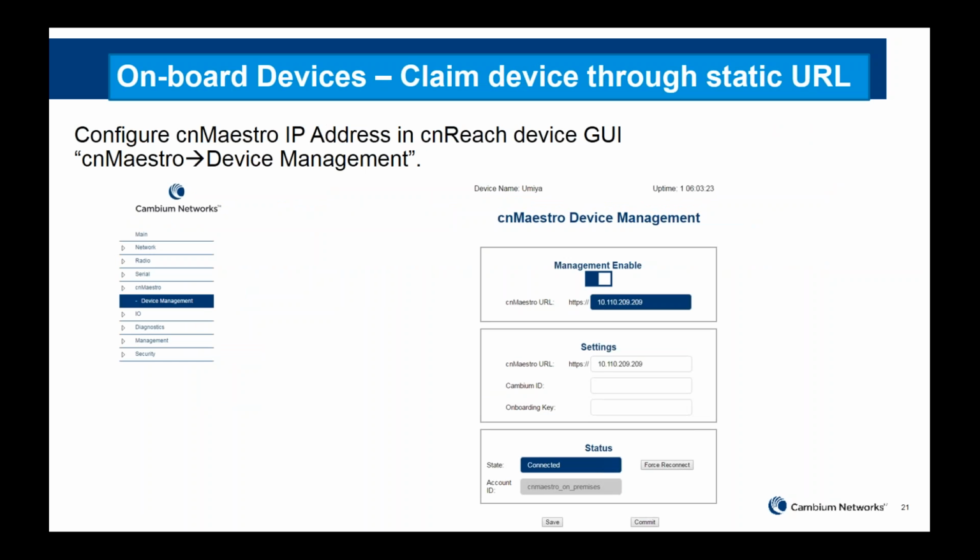So how to claim the cnReach device to cnMaestro using a static URL? In the device UI, under cnMaestro device management, there is an option cnMaestro URL. You need to configure the static IP address of cnMaestro in this column, and once you fill in this IP address and commit, the cnReach device will connect to the cnMaestro.